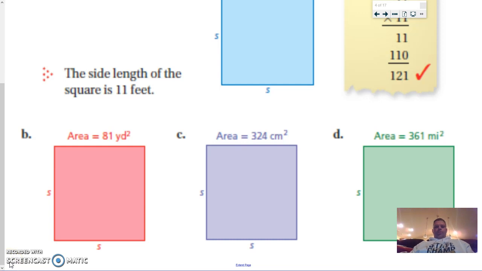Hopefully, students, you were able to come up with 9 for the first one. 9 times 9 is 81. Our second one, 18 times 18 is 324. And finally, 19 times 19 is 361.